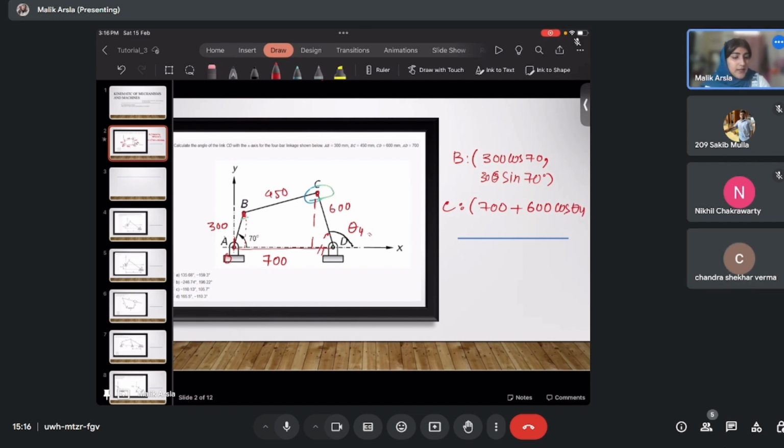Understood? This will be the x coordinate. And for the y coordinate, it's simple. The sine of 180 minus theta 4 is equal to sine theta 4, because in the second quadrant, the sine is always positive. So you can simply write the y coordinate as 600 sine theta 4. Otherwise it was 600 sine 180 minus theta 4, but I can simply write it as 600 sine theta 4. Clear till here?